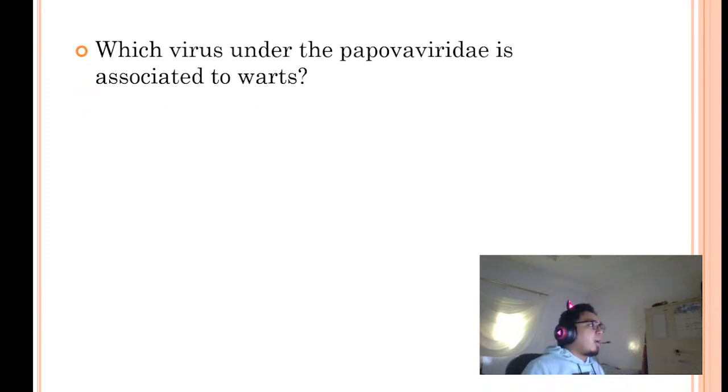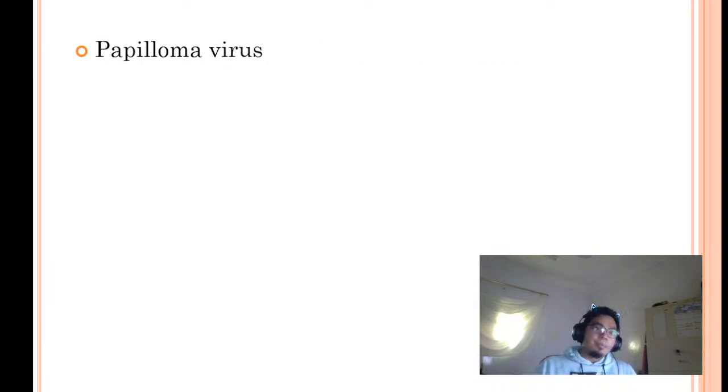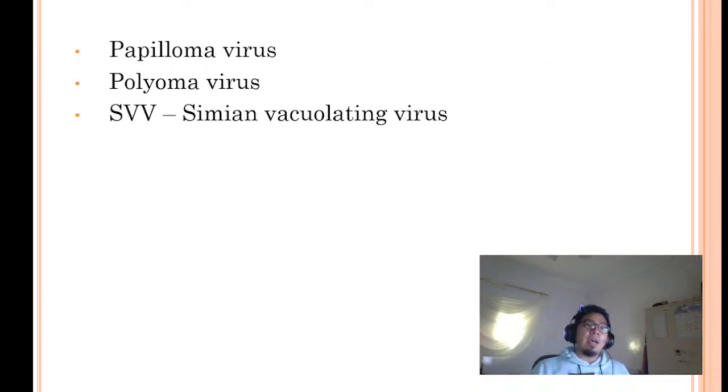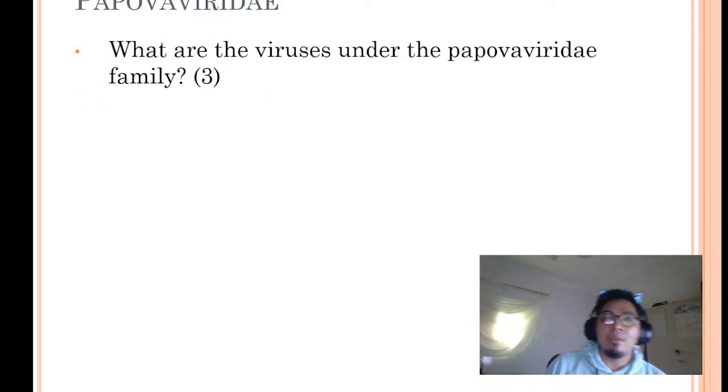Which virus under the Papovaviridae family is associated with warts? This one, another form of genital warts, but the warts are larger. This is papilloma virus. And then we have polyoma and SVV, the simian vacuolating virus. So please don't forget these three viruses under the Papovaviridae family.